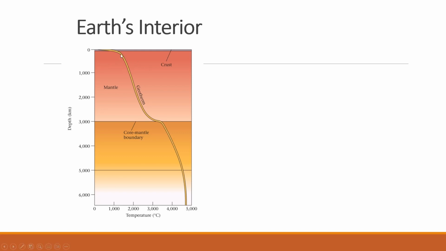Once we get into the mantle, we still increase temperature, but it's much more gradual. As we approach the mantle core boundary, we increase in temperature a little bit faster, and then we gradually increase in temperature again as we go through the rest of the core. So it's very hot in the center of the Earth, but the temperature increase per kilometer of depth is fastest at those boundaries, particularly in the crust.